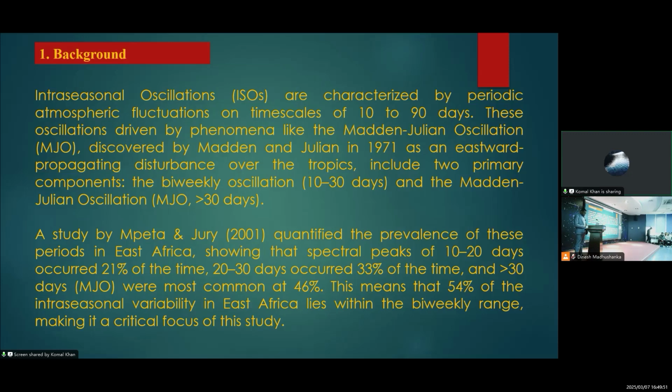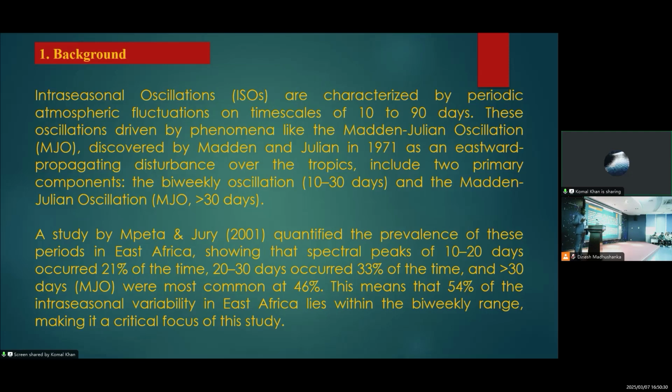This started with Mpeta and Jury, 2001, who quantified the prevalence of this period in East Africa, because, of course, MJO was first believed to be a tropical phenomenon. Many researchers found it to have a period between 30 days and around 60. That was the MJO time scale.